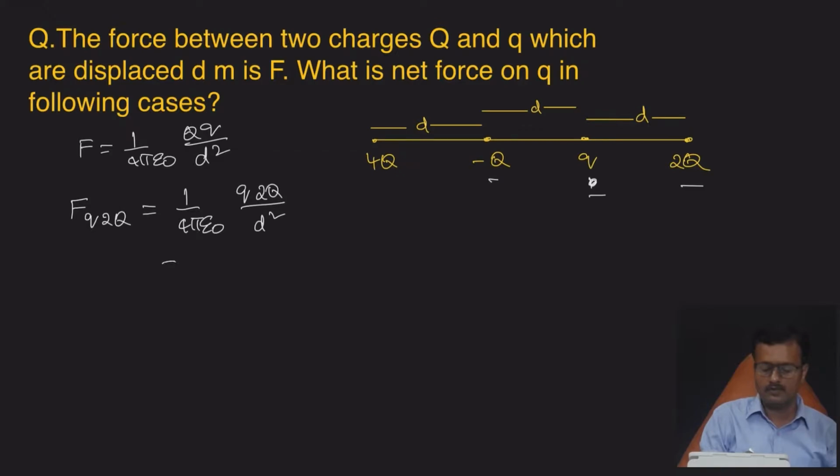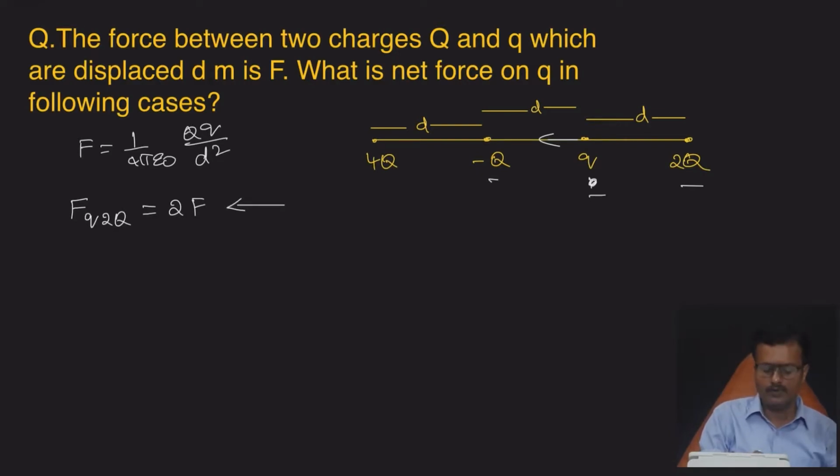So that is equal to 1 by 4 pi epsilon naught, 2 Q q by d square. So what is 1 by 4 pi epsilon naught Q into q by d square? That is F. So that is equal to 2F. So the force on small q by 2Q is 2F. What is the direction? Look here, on q, 2Q is a repulsion, so it pushes the q charge in this direction, along this direction.